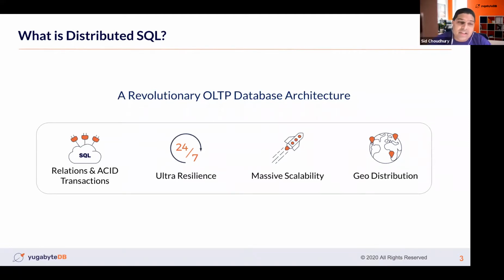Well, relations and ACID transactions and SQL data modeling are a given. They have been around for 40 years, more or less. But what is new is they have not been brought to bear in the form factor that highlights the remaining three attributes, which is ultra resilience: the ability to natively and automatically tolerate infrastructure failures resulting from disk corruption or node failure or zone failure, region failure, cloud failure.